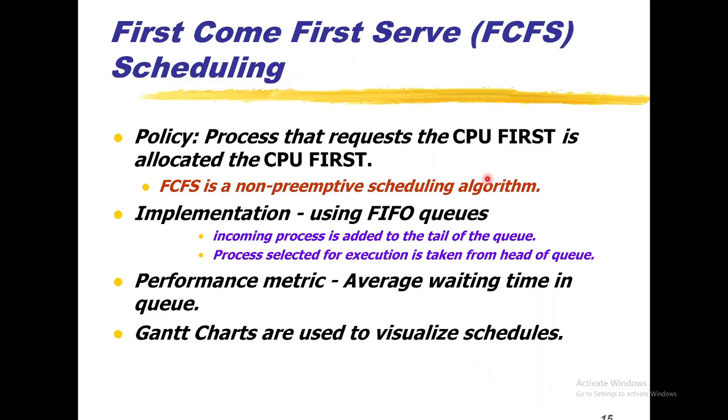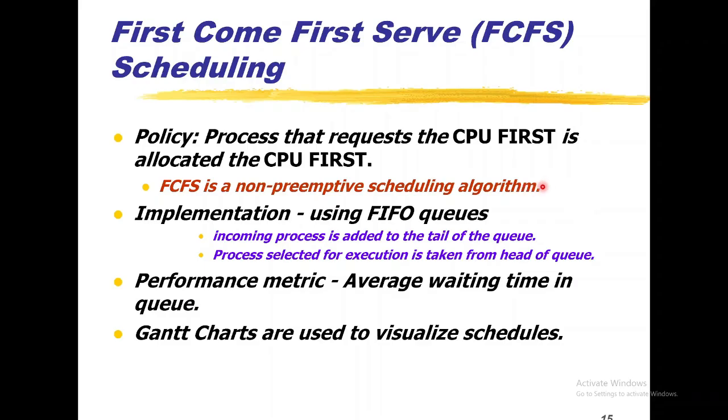Now, let's look at some of the scheduling algorithms. One of them is first come, first serve scheduling, sometimes called FCFS. In this policy, the process that requires the CPU first is allocated the CPU. Once you arrive in the queue, the process that requires the CPU first gets it first. It is a non-preemptive scheduling algorithm because you cannot stop it.